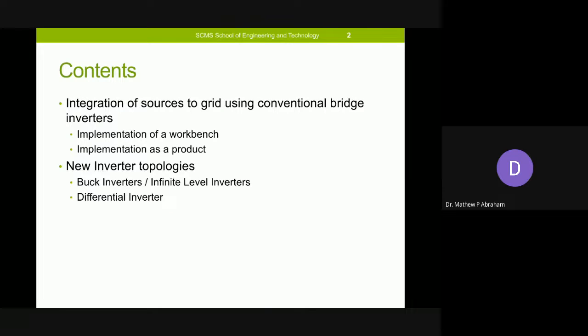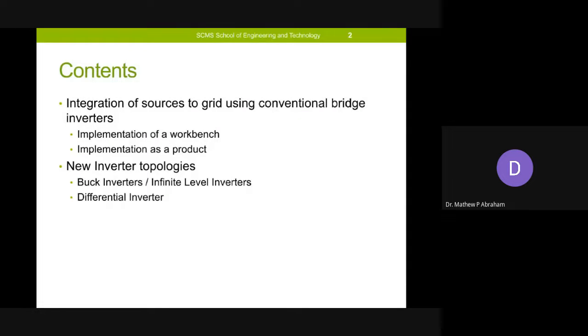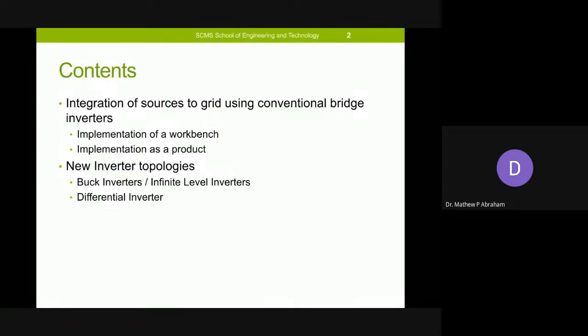What is this grid connection of a normal grid connection using a normal conventional inverter, right? So we will be discussing about the practical implementation. So we will begin with how to implement it in a laboratory. We call it a workbench. We will see how we can easily create a workbench.